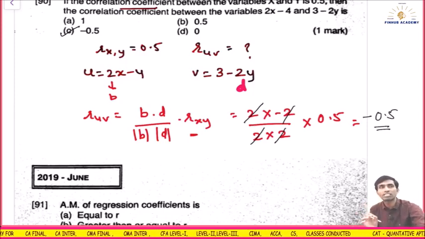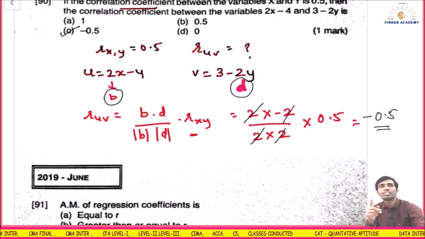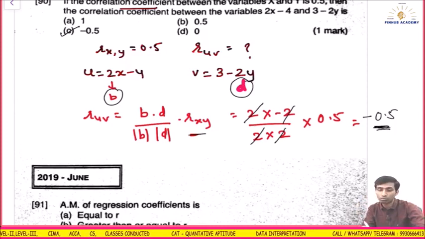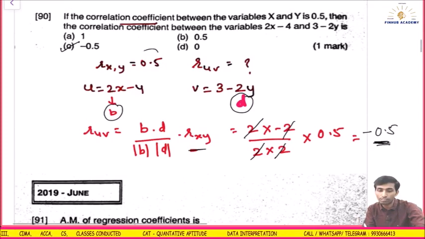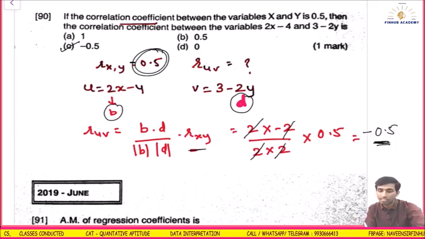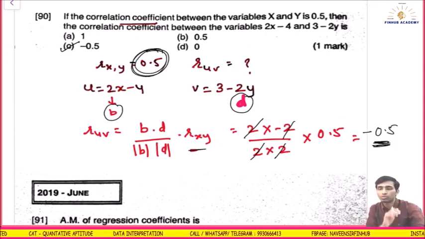This we have already done in the class. But if the signs of these two things are different, then the sign of the r will change. If b is plus and d is minus, it means the final answer of ruv, here the sign was 0.5, so the sign will change. Understood? If this is minus, the final answer will be plus. Understood? Let's do one question on this.